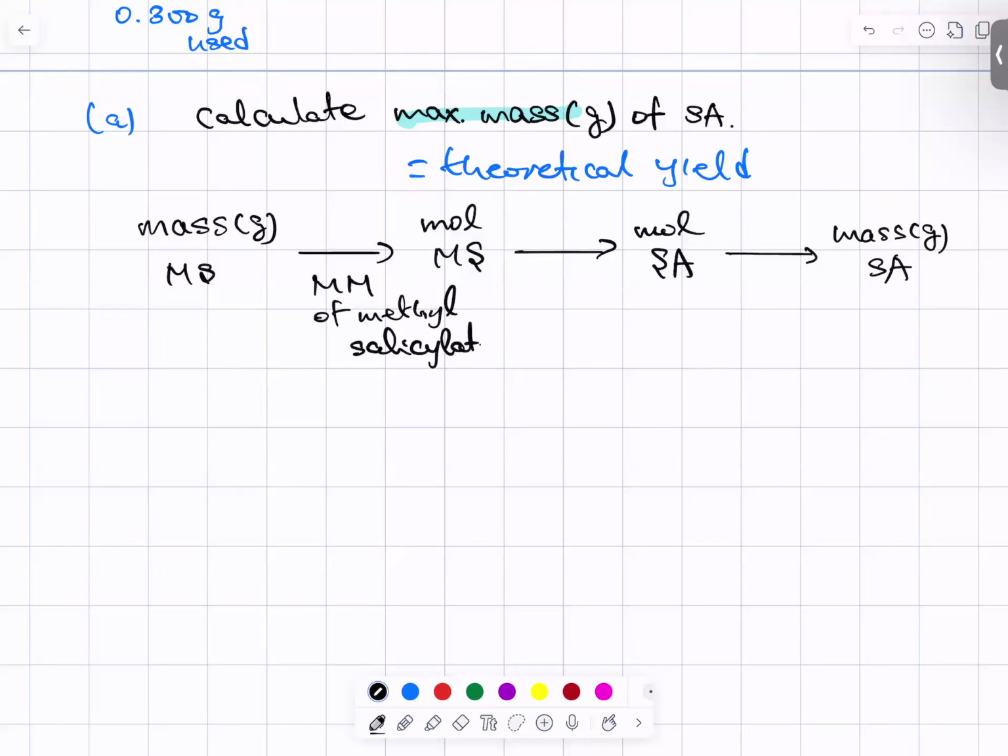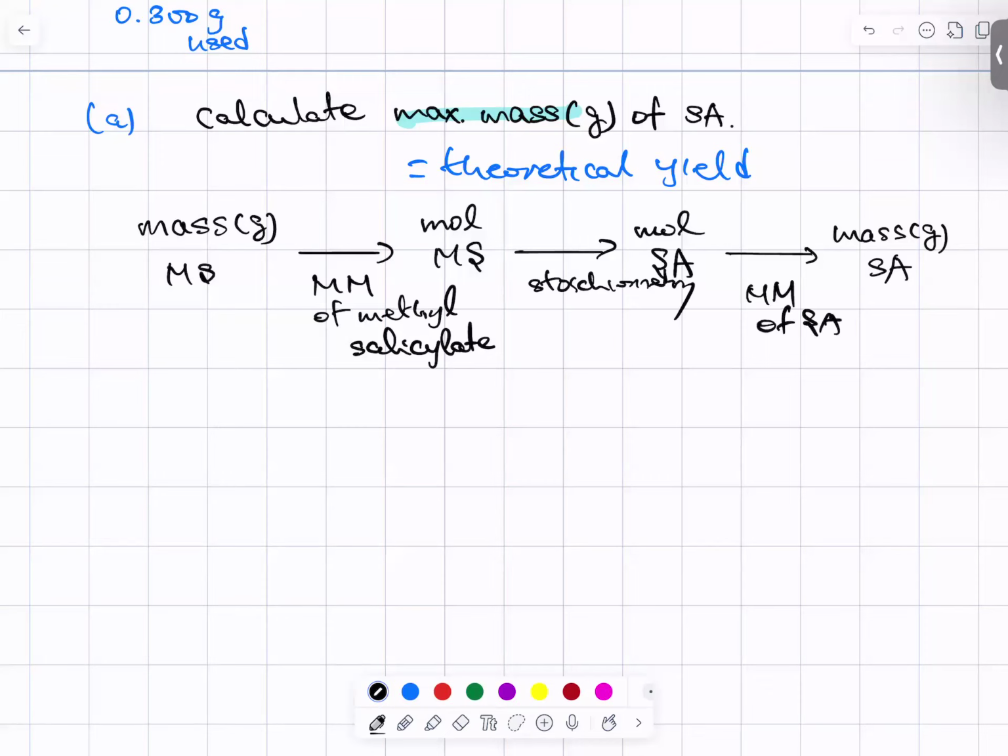Then it is giving us conversion between mass and mole number. Mole to mole conversion is stoichiometry. It is given as a 1 to 1 conversion. And mole number of salicylic acid to mass, this one again uses the molar mass of salicylic acid. Okay. Now we are given, let's get started.